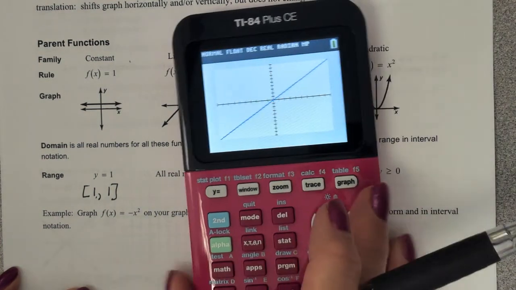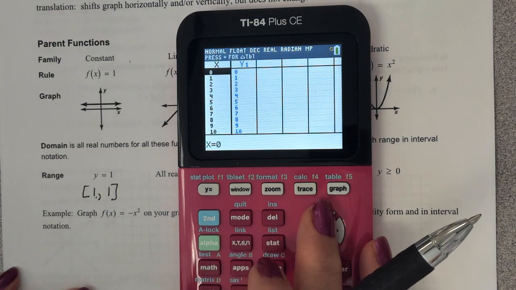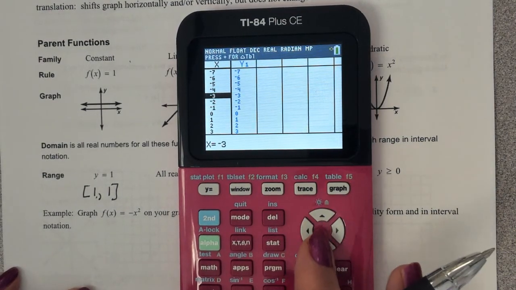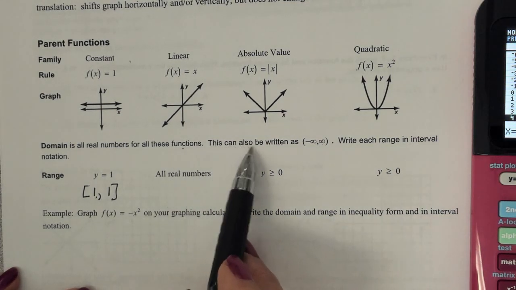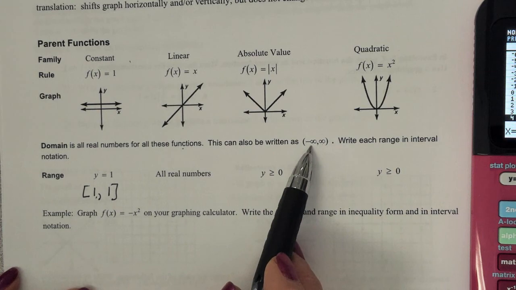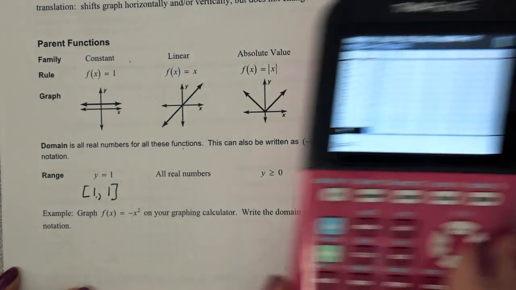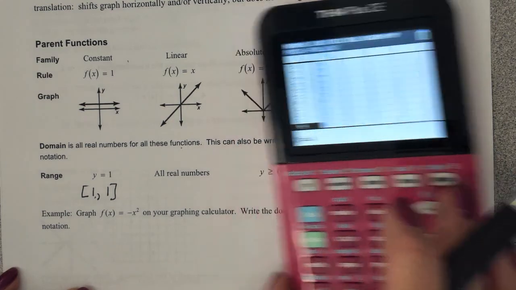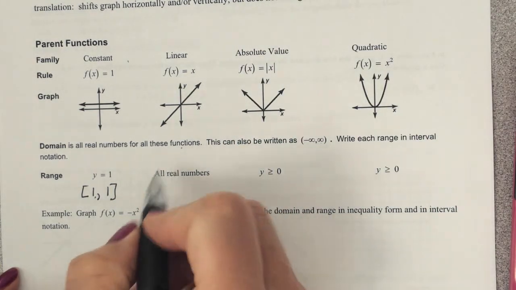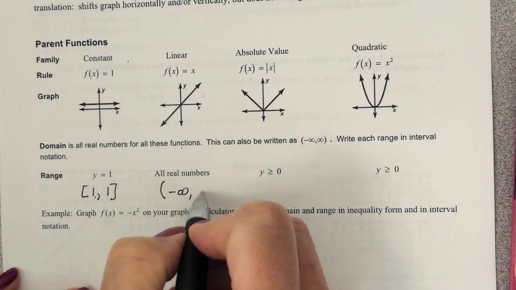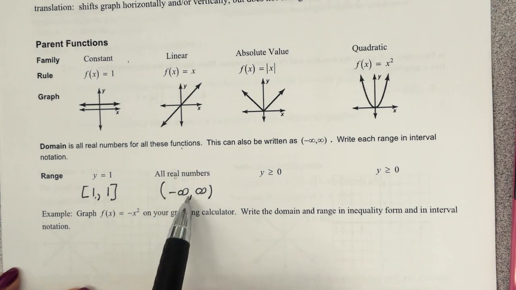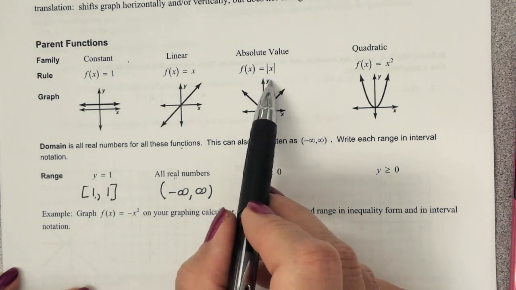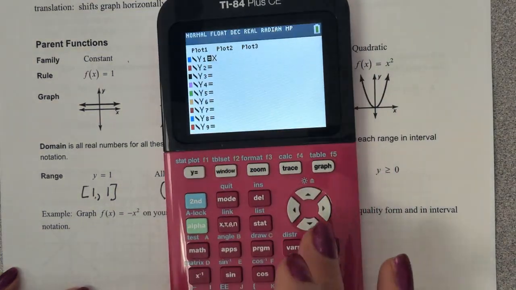The domain again, I can look at the table. Look at the table. And no matter how I scroll, I can see I can use anything for x. So the domain there is all real numbers. We can write that as -infinity to infinity. The range here, well, the range also, I can get anything. So the range is going to be all real numbers. That's written as -infinity to infinity. So this is the range in our normal set notation, and this is interval notation.